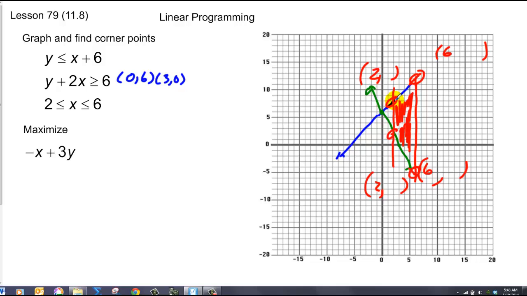Let's start with x equals 2 on the blue line. This is the equation of the blue line. If x equals 2, y is equal to 8. And then let's go down to the green line. Here's the green line. If x equals 2, y is equal to 2.